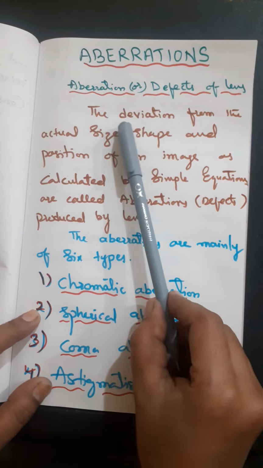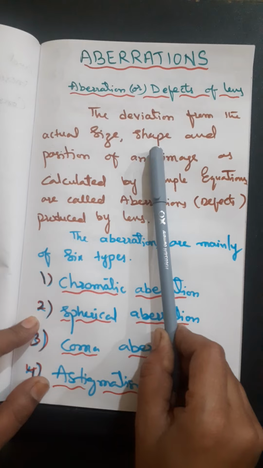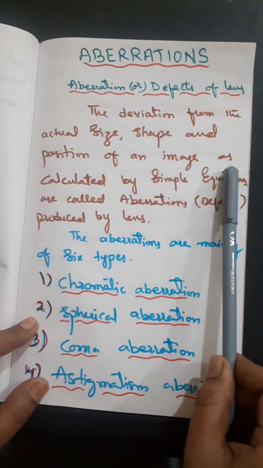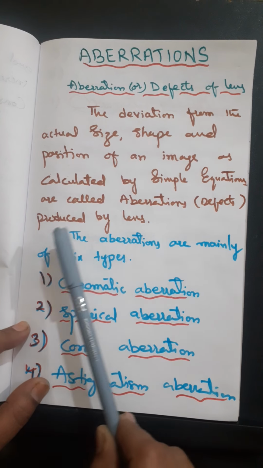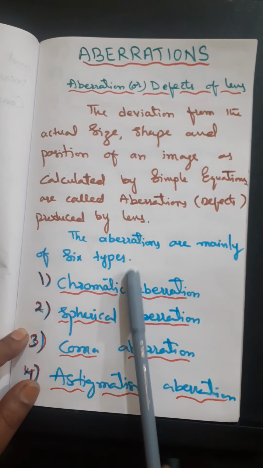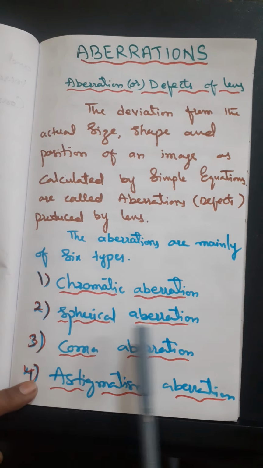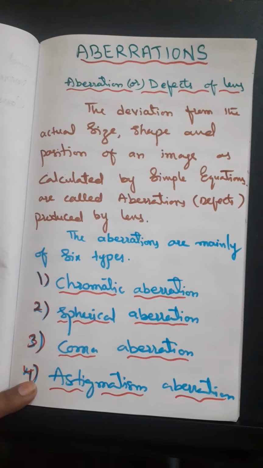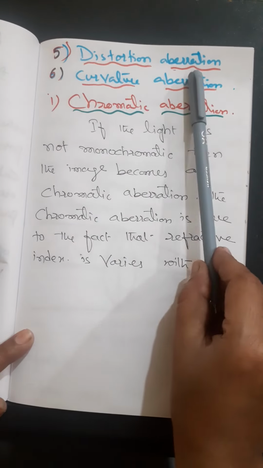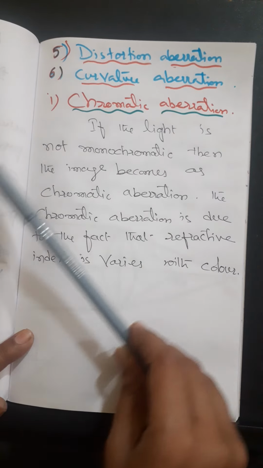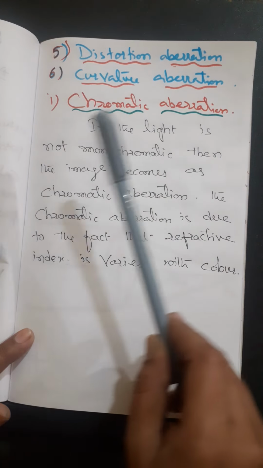The definition of aberration is the deviation from the actual size, shape and position of an image as calculated by simple equations; these are called aberrations or defects produced by the lens. There are 6 types of aberrations: chromatic aberration, spherical aberration, coma aberration, astigmatic aberration, distortion aberration, and curvature aberration.